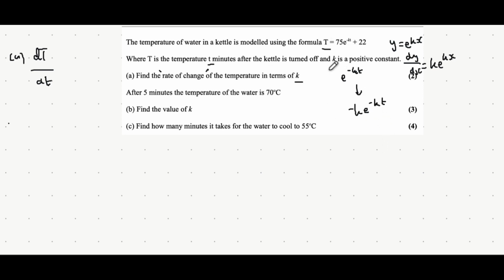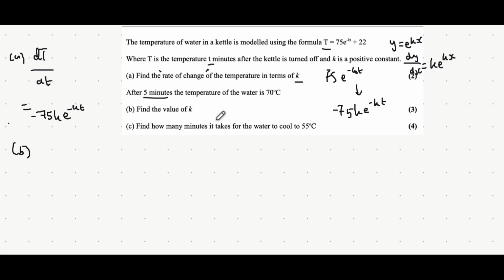That means that 75 e to the minus kt would differentiate to minus 75k e to the minus kt. So that's what our dT by dt would be, minus 75k e to the minus kt. And we also differentiate that second variable, 22, but that just differentiates to 0. So we don't need to write it. That's part A done. Let's now move on to part B.